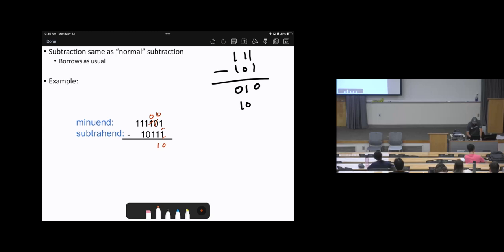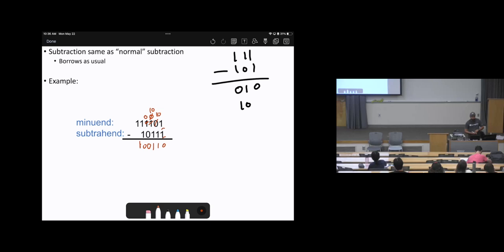Now, we have 0 and the other digits. 0 minus 1, oh, we cannot. I'm sorry, 0 minus 1, still this is not right. So we need to borrow. This will be 0, this will be 10. 10 minus 1 will be 1, because 1 plus 1 equals 10. Then here, 0 minus 0, 0. 1 minus 1, 0. Then this one remains. Okay? Does this make sense?